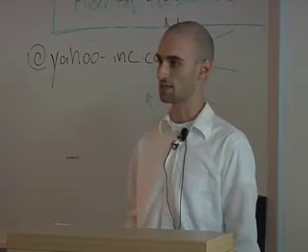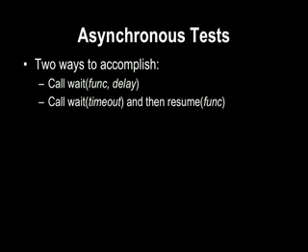So asynchronous tests, which is one of the other interesting features, there's two ways to accomplish this, and both involve calling the wait method. So wait can be used in one of two ways. The first way is kind of like setTimeout. You pass in a function as the first argument, and then a delay as the second argument. After that delay, the test will resume by calling the function that you passed in. That function will be called within the scope of the test case object itself, so all of your references to this will remain how they should. You don't need to worry about binding it to anything.